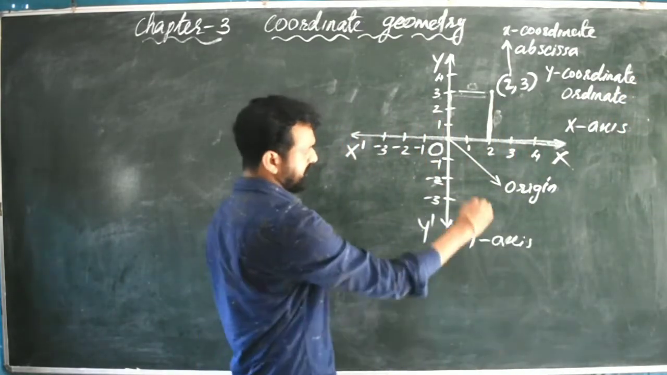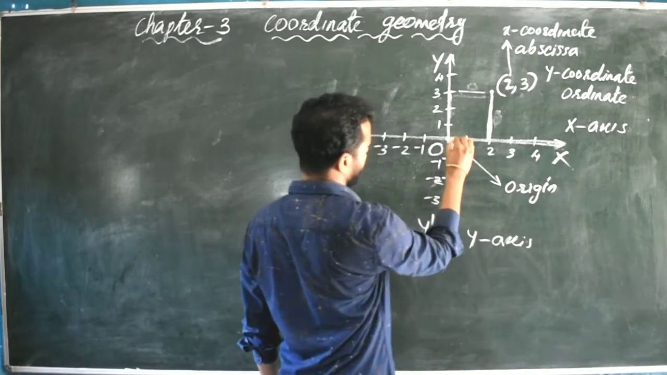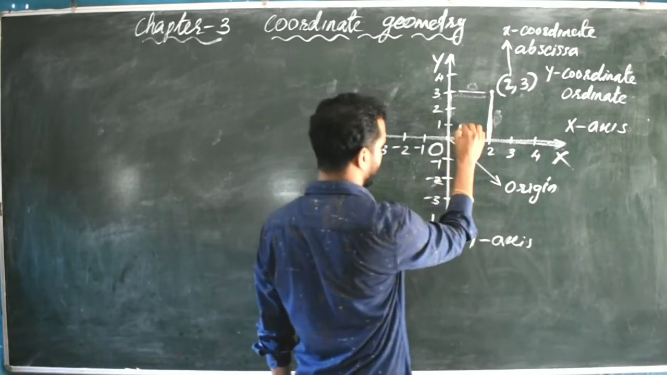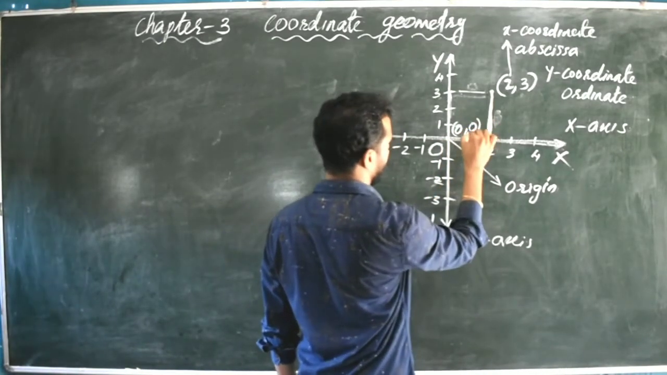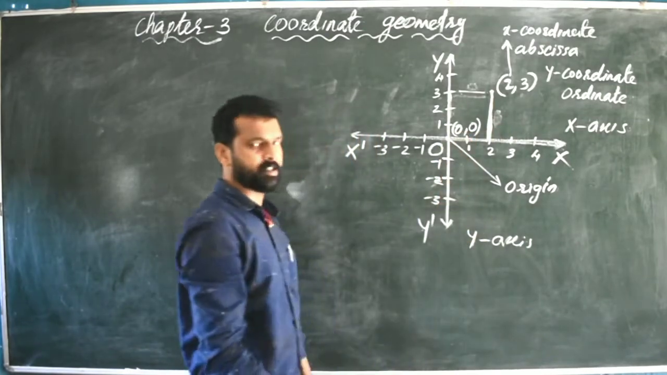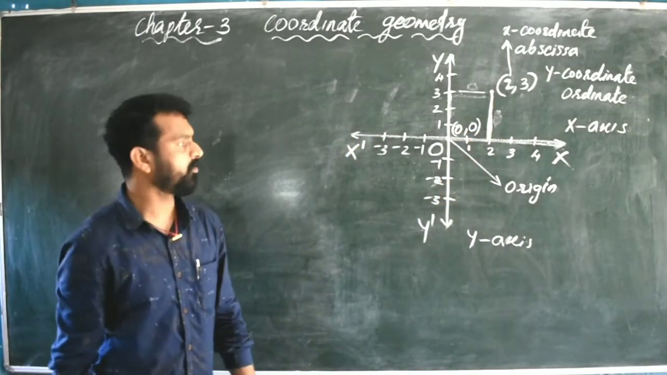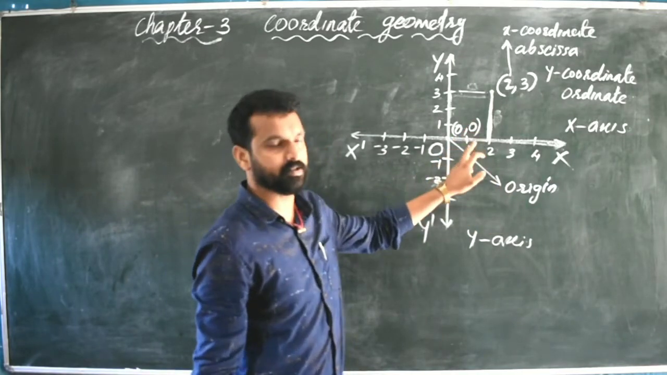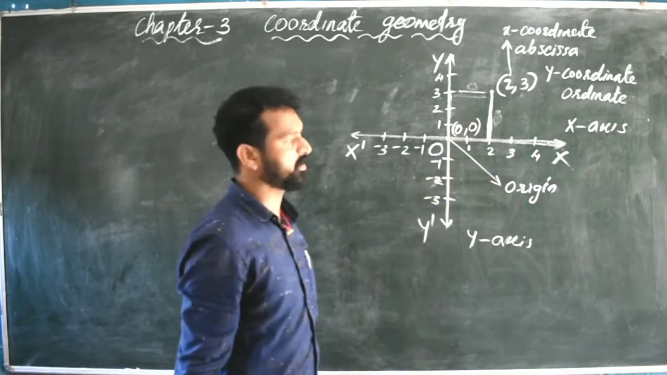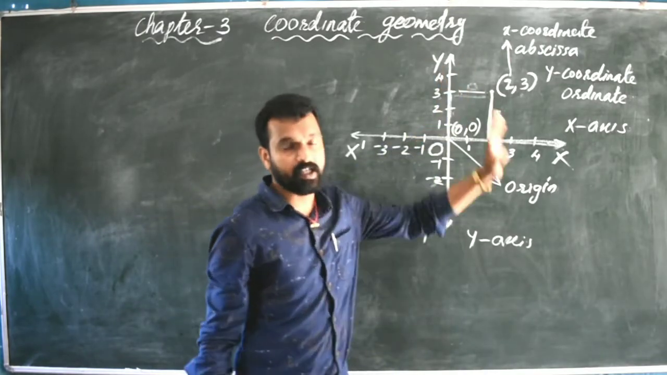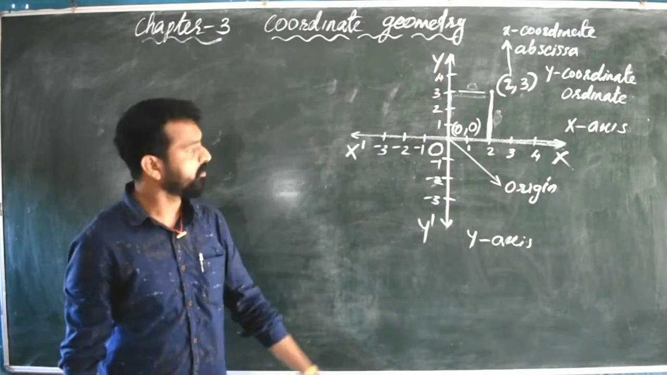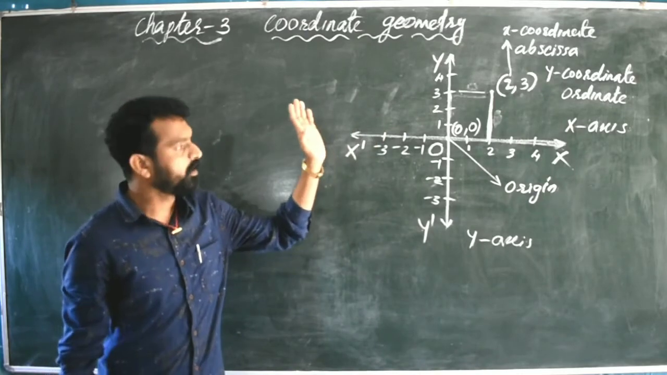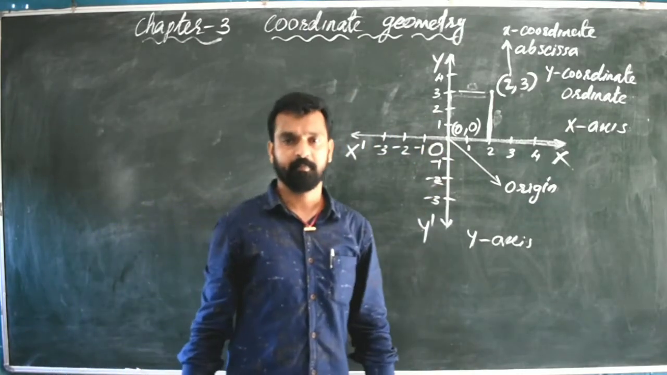Now, what is the point origin? The origin is denoted by (0, 0), that is 0 distance from the x-axis and 0 distance from the y-axis. So the coordinates of the origin are (0, 0). This way we can locate any point on a plane.